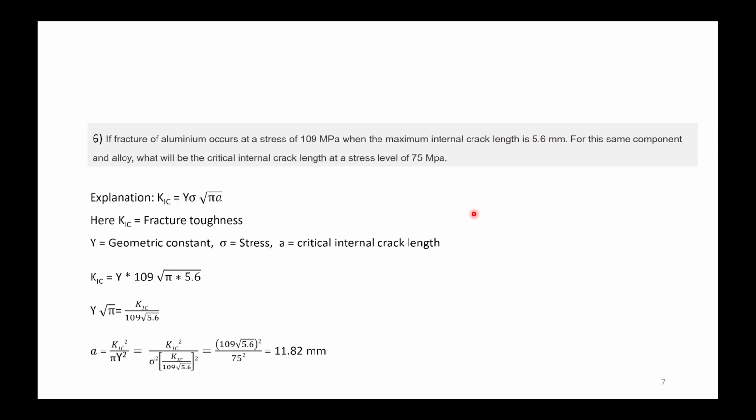In sixth you have to measure the critical crack length at stress level 75. So here similarly, you are not given fracture toughness, but the material is the same. So KIC will get cancelled when you put it in the formula. So 109, here you have to get the value of A. So KIC square upon pi Y square. So you can get the value of this Y root pi using this, and you can get the value 11.82.